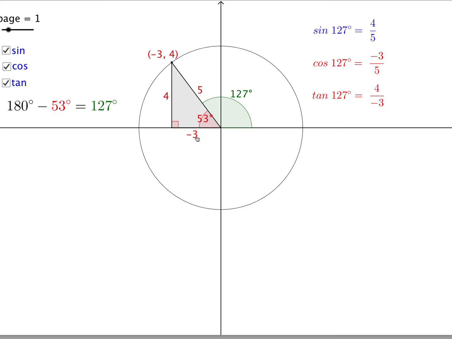Because of this -3, we've gone 3 to the left, and that made the adjacent negative. The cosine was adjacent over hypotenuse, so it's got a negative in it, and tangent was opposite over adjacent, so it's got a negative in it. So I made the negative ones go red. Sine has stayed positive, 4/5, kept it blue. There's the sine, it's still 4 over 5.